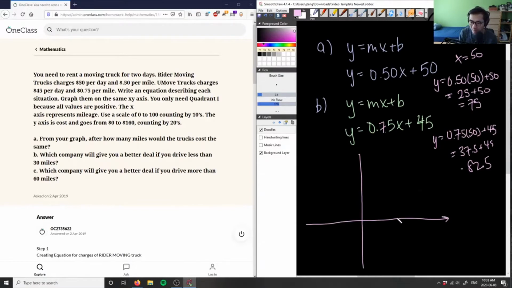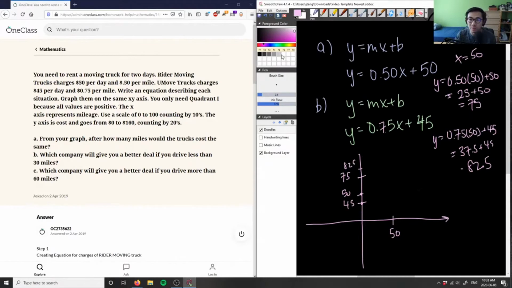So this is going to be at 50 miles. Initial here is, I think, 45. This here is 50. And then for the 50 guy here, I'm going to have 75. So this one would be 75 here. And the next one is 82.5.